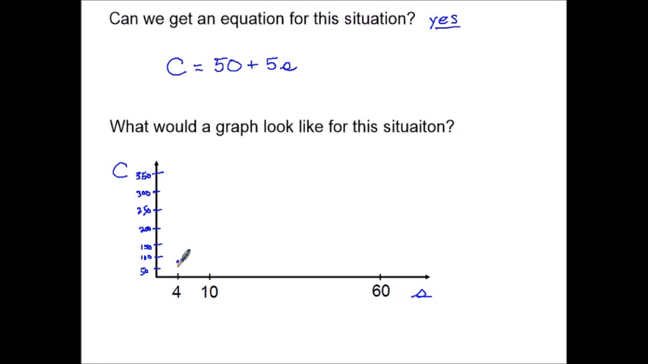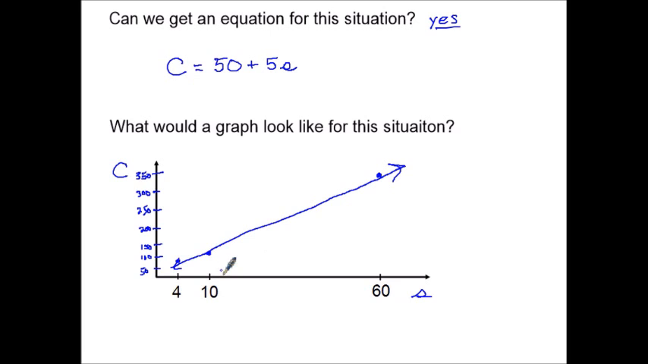4 and 70 would put me about right there. 10 and 100 put me about right here. And then when we went all the way to 60 and 350, that put me right about here. Now if I graph this somewhat accurately, these three should all line up with each other, and I admit I was probably a little bit off, but you can imagine I can have this nice little line that goes through all 3 of those points.